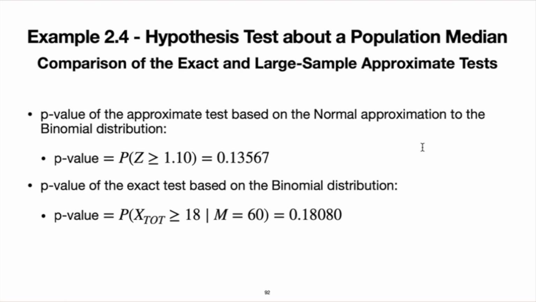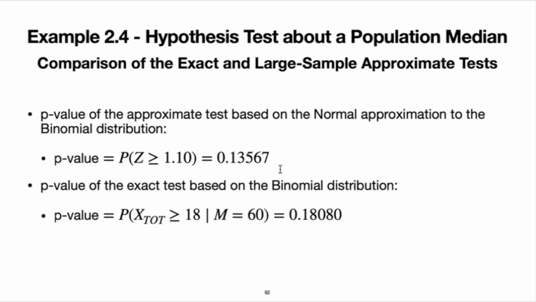Why are we doing this? Again, we're wanting to compare the results that we got from the large sample test and the exact test. So the p-value of the approximate test based on the normal approximation to the binomial distribution, that p-value was 0.13567. The p-value based on the exact test is 0.18080. Now again, just let me reiterate that the test that we're using, this test based on EXST, this is the correct p-value. This is the exact p-value. The 0.13567 is an approximation to this 0.18080.